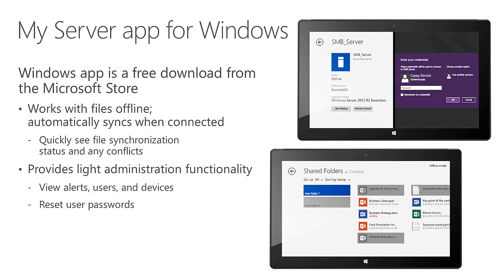It also provides the same type of light administration functionality that we've had in the previous version of the MyServer app. It's also available on the MyServer app for Windows Phone. So you can view alerts, you can view the users in the environment, you can enable or disable user accounts, reset passwords. You can also see the devices in the environment. So not intended to replace using the dashboard for administration, but to be able to quickly see what's happening with your server and to do some basic light administration tasks on the go.